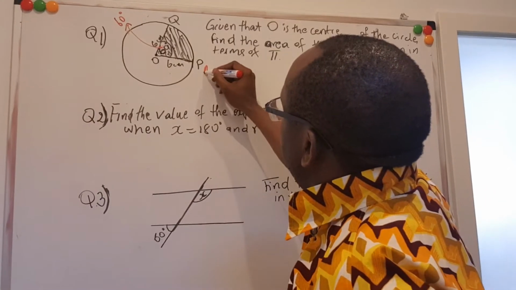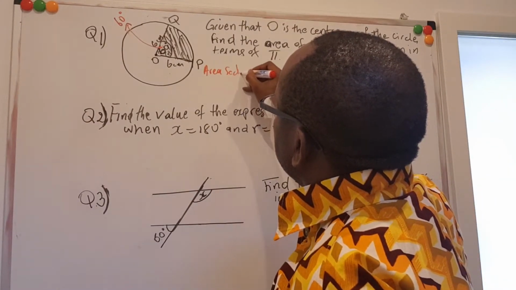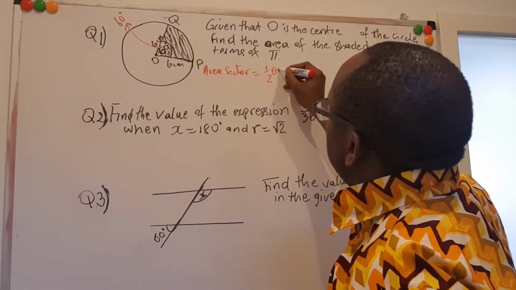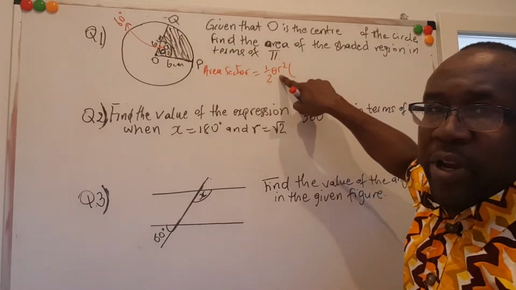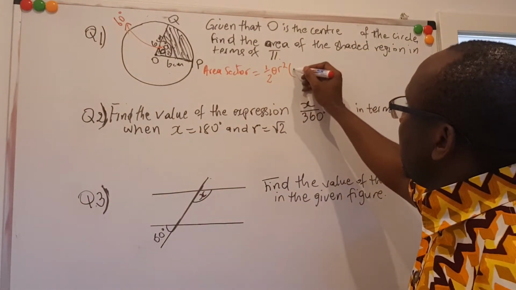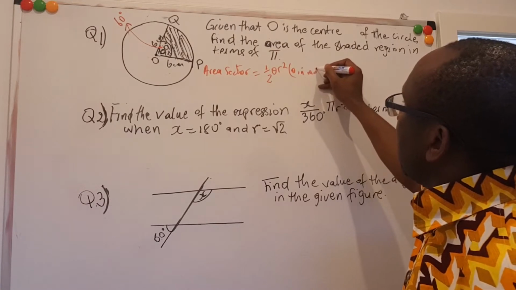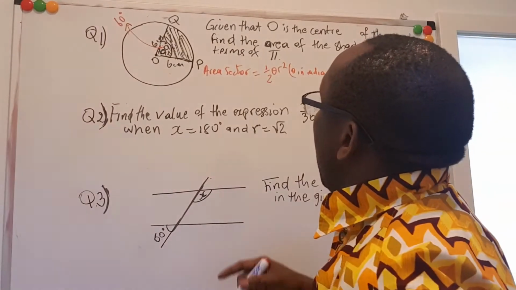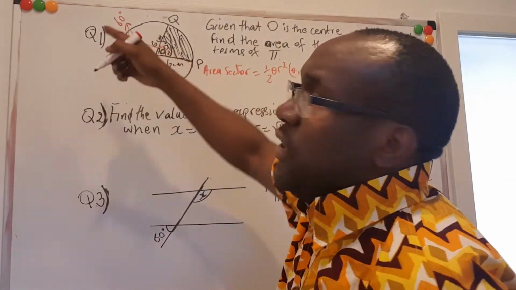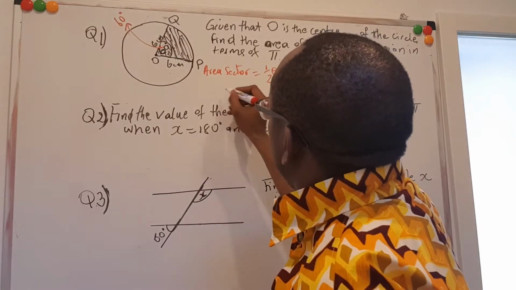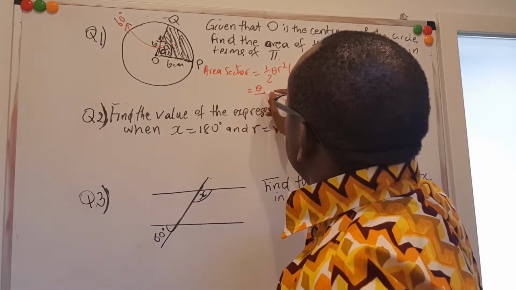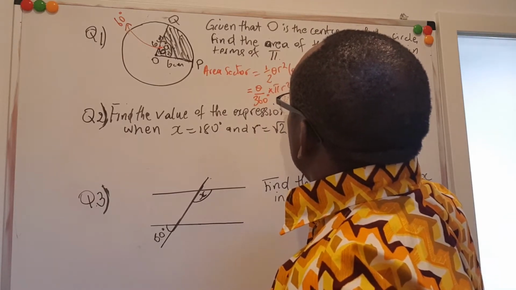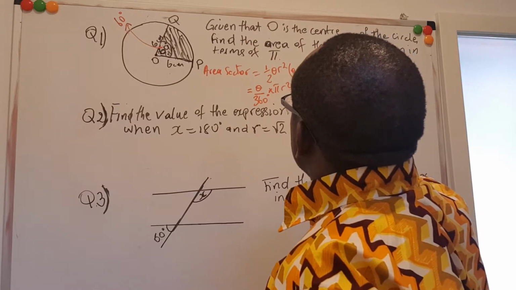So normally the area of a sector is given by 1 over 2 theta r squared, where r is the radius and theta is the angle given in radians. Now our angle is given in terms of degrees. So in that case, the area of a sector would be theta divided by 360 degrees times pi r squared, where theta is now in degrees.